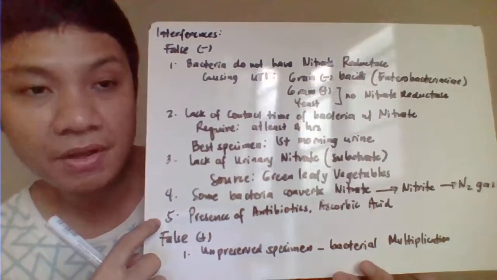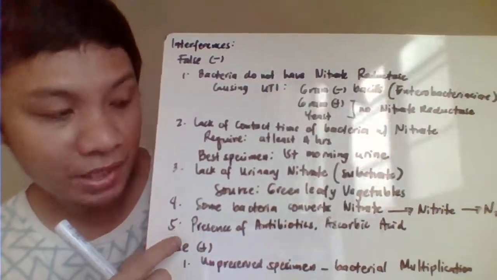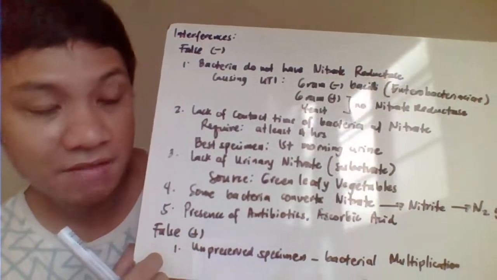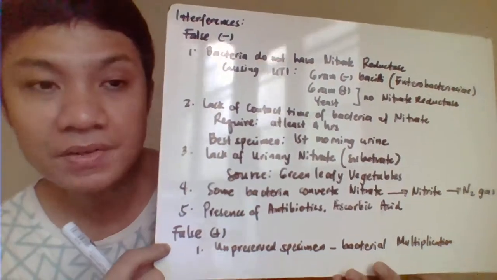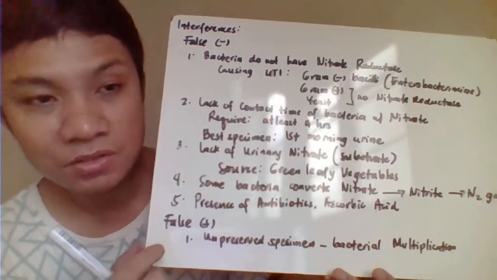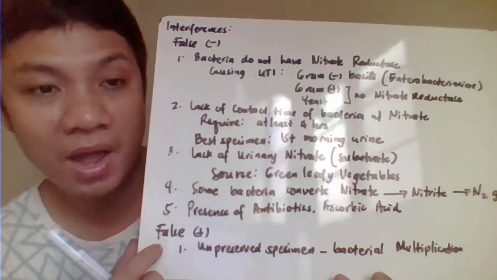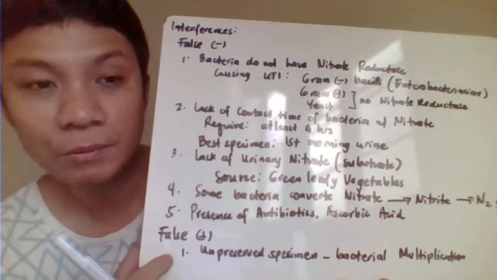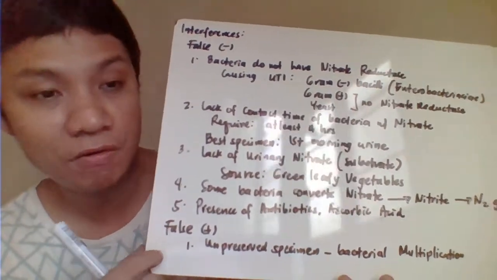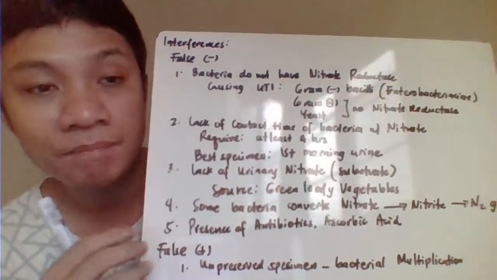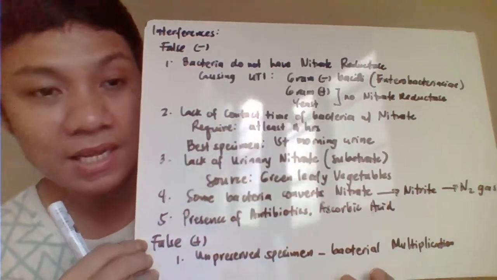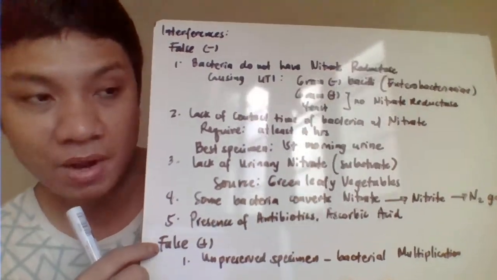Another one, we could also have a false negative result due to the presence of antibiotics or ascorbic acid. Always false negative ang ascorbic acid. Okay, false positive result. The false positive result here could be obtained due to an unpreserved specimen where bacteria multiply, so dumami ang bacteria natin, and therefore it could also lead to a false positive reading. Because remember, this test, the nitrite test, is for detection of bacteria which cause urinary tract infection.